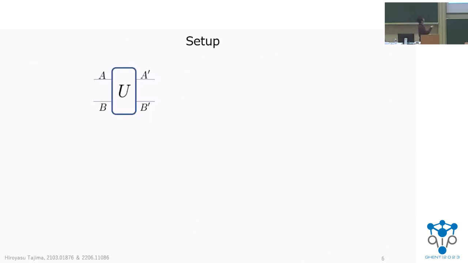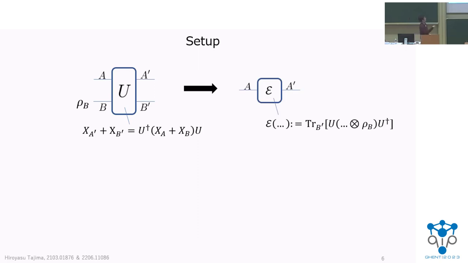Let us discuss our setup. We consider two systems, A and B. These two systems interact with each other through unitary dynamics, satisfying a conservation law of X. We can consider more general Lie group symmetry, but in this talk, we focus on this type of symmetry for simplicity. And we fix the initial state of B as an arbitrary state, rho B. Then, the local dynamics from A to A prime is described as a CPTP map, E. For this setup, our result always holds.